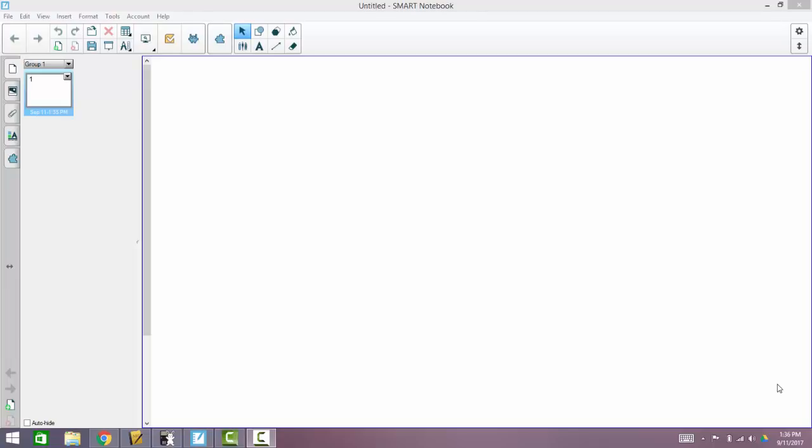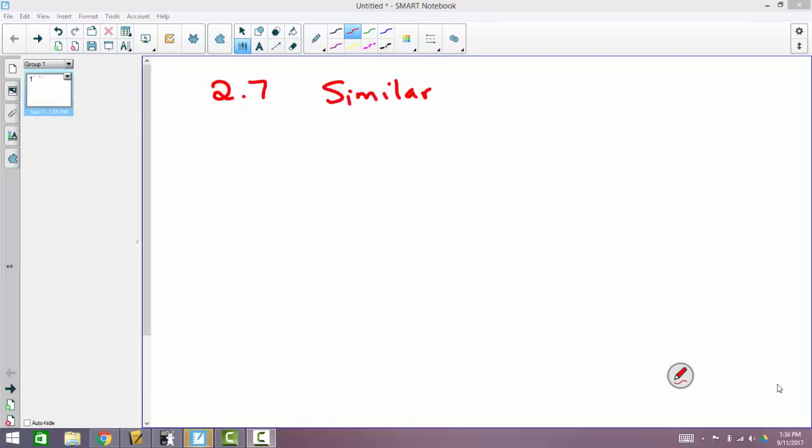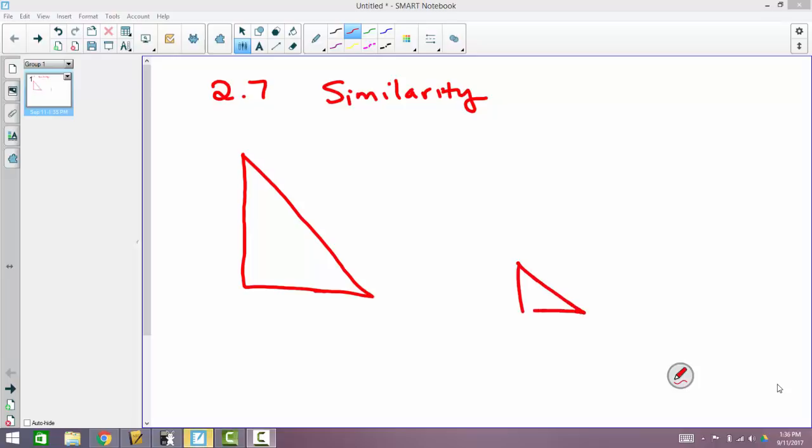We are back at it in the beautiful world of algebra, starting with Chapter 2, Section 7. This section is just about similarity, which is just things that are proportional. So I'm going to attempt to make two right triangles, and I'm going to tell you right away that my drawing is definitely not to scale.